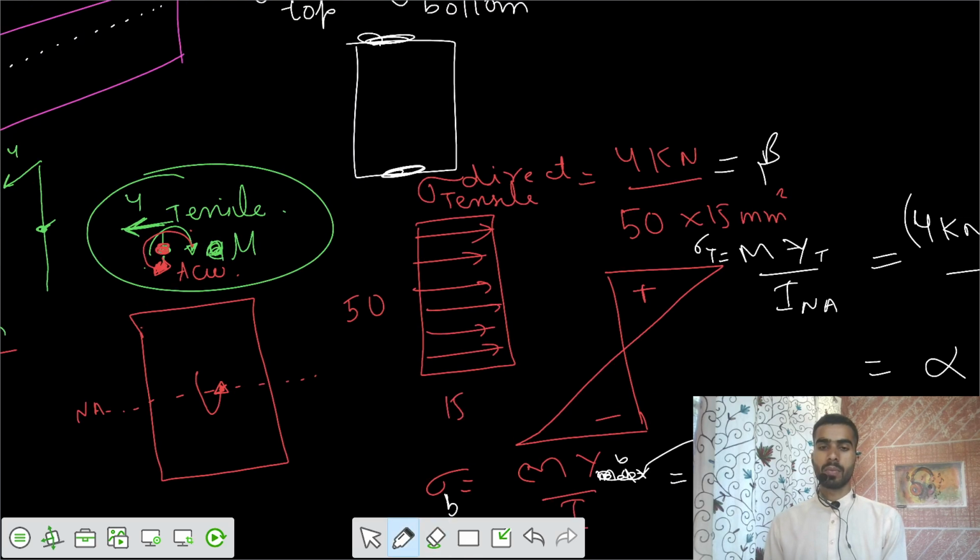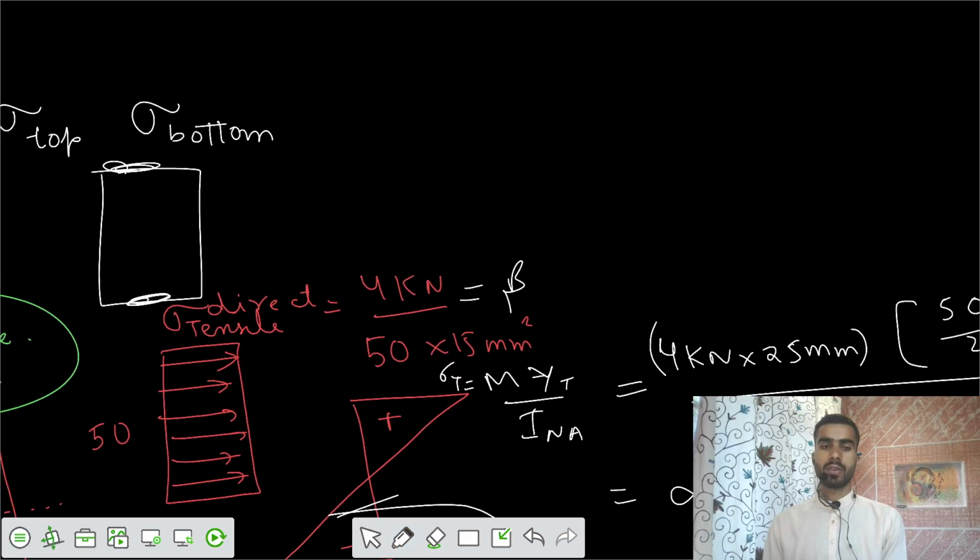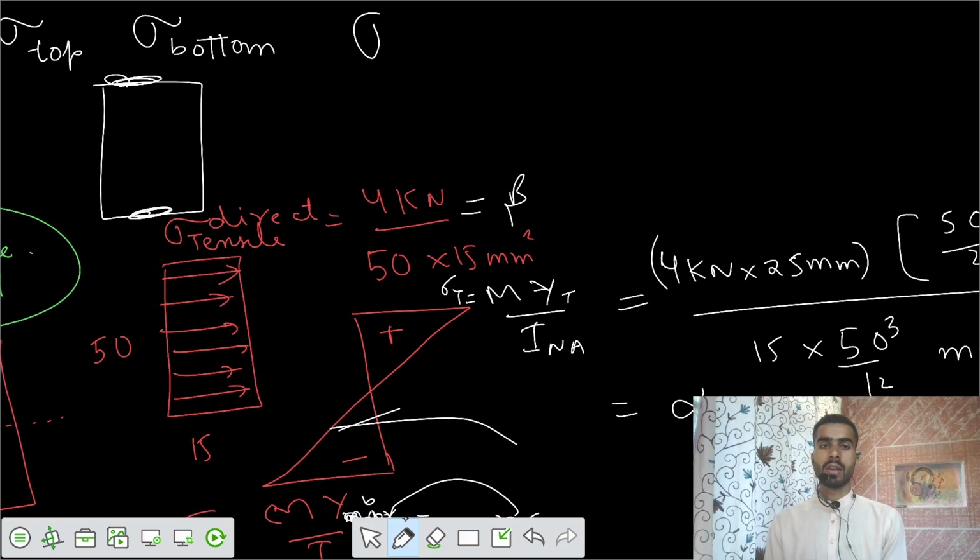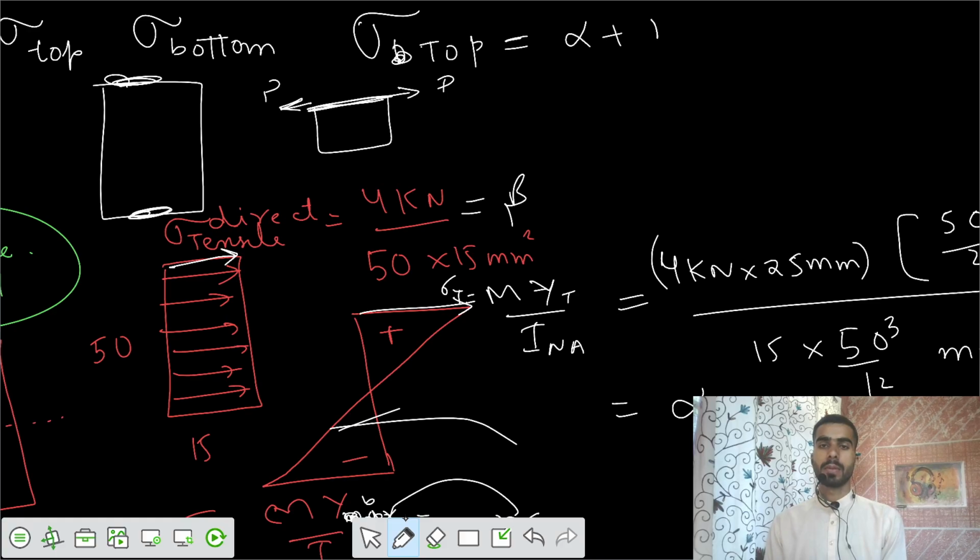So you can say final stresses at the top of the cross section because of this general loading, because of the loading that was acting along the top line, because of that load P. So you have stresses at the top equal to, first one was your tensile and second one is also your tensile, so alpha plus beta.